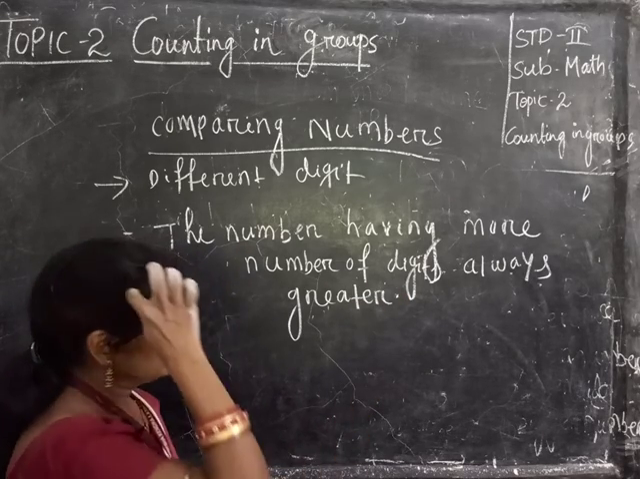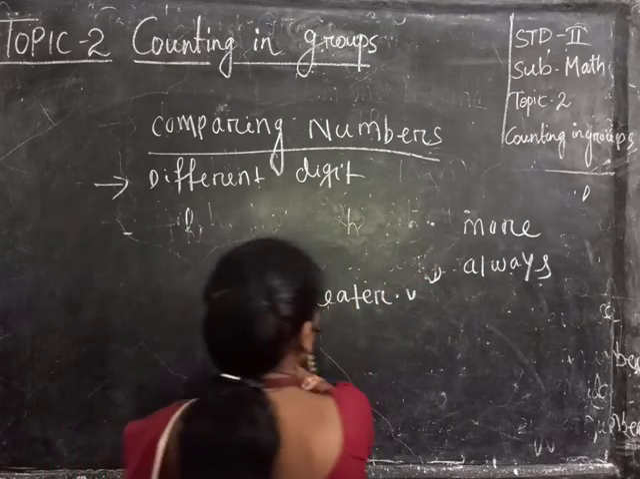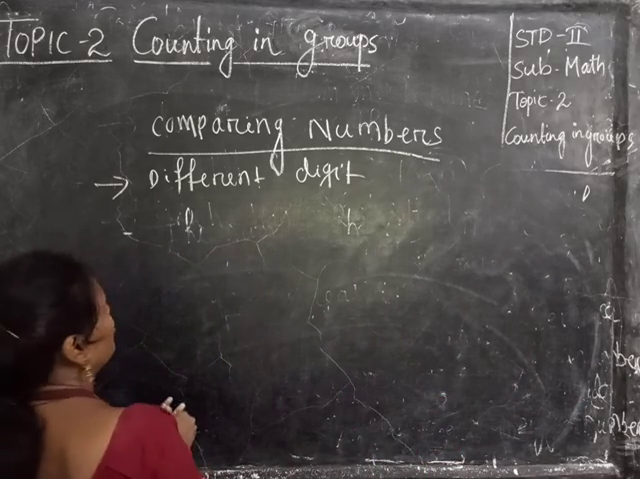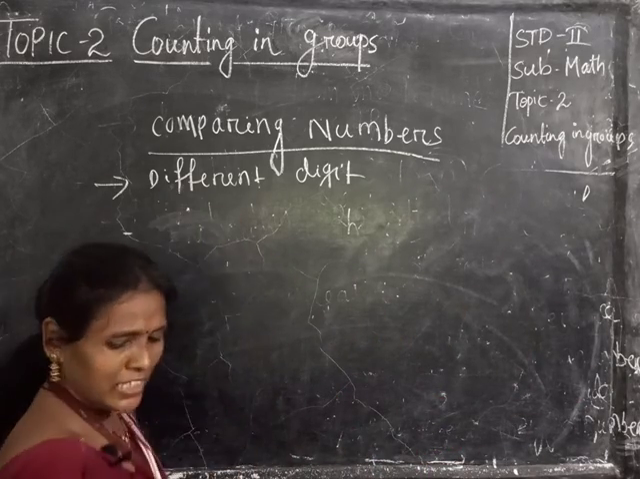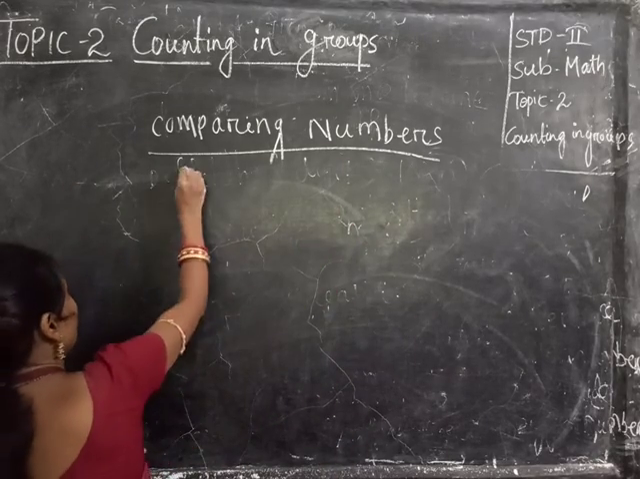Complete? Okay. So next we will go to what? Same digit. Okay. Different digit, our discussion is complete. Next I will write same digit.